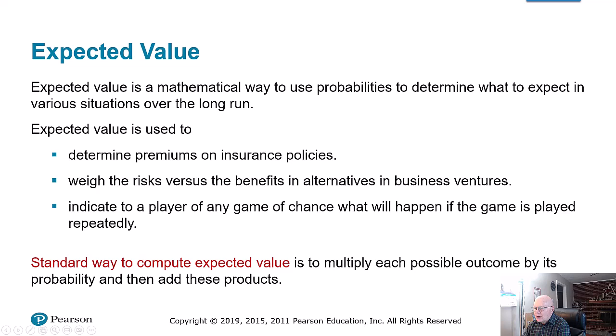Okay, here's one to write down for the record. This is the standard way to compute expected value. Multiply each possible outcome by its probability. Once you've got all those products, add those products together, and that will give you the expected value or the typical value or average value that you can expect over the long haul.